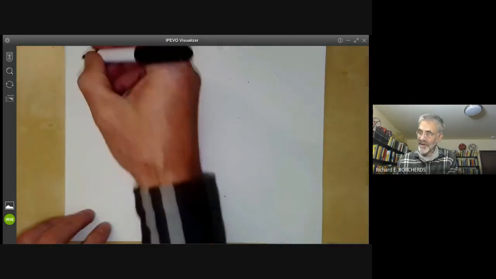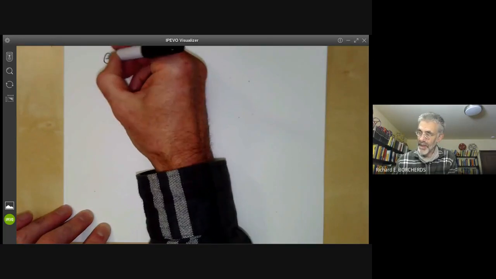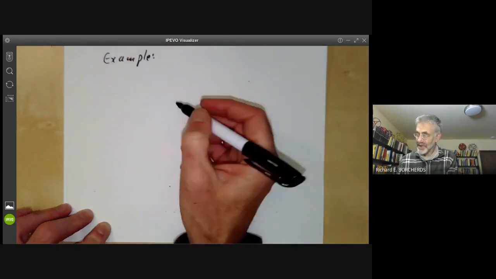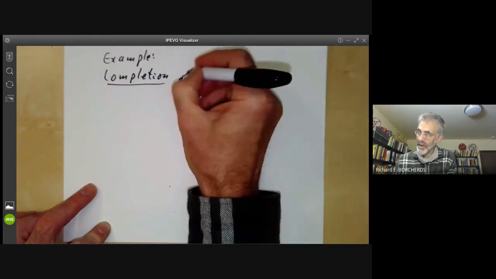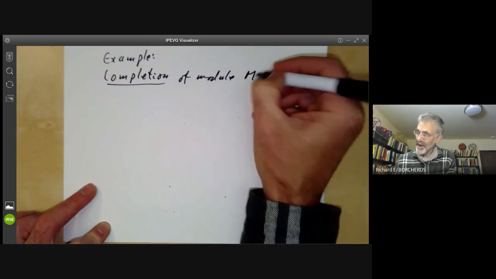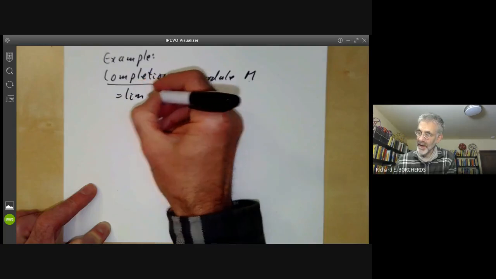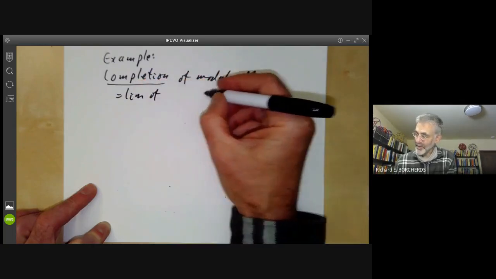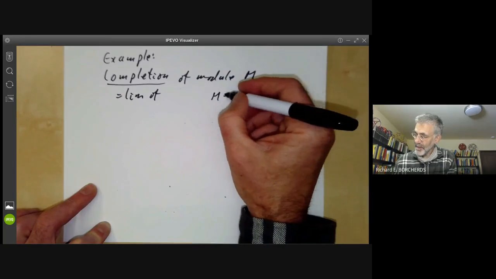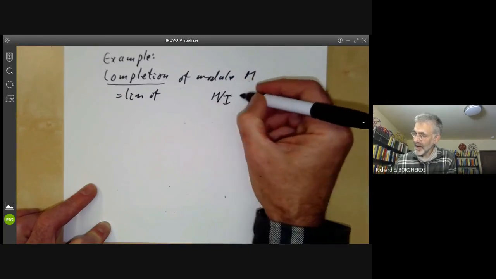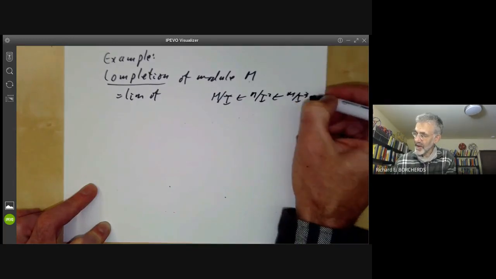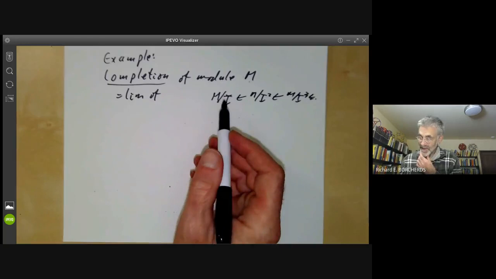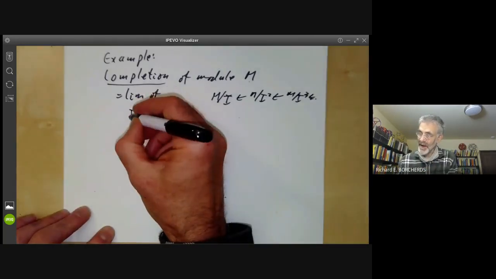Just before doing this, let's give an example of why you might want limits to be exact. We will soon be discussing the completion of a module. M with respect to an ideal I is just the limit of the maps M over I, which is mapped to by M over I squared, which is mapped to by M over I cubed, and so on.